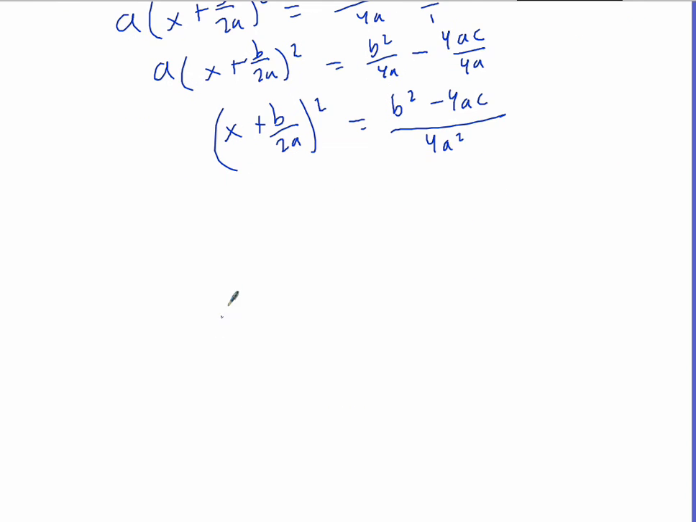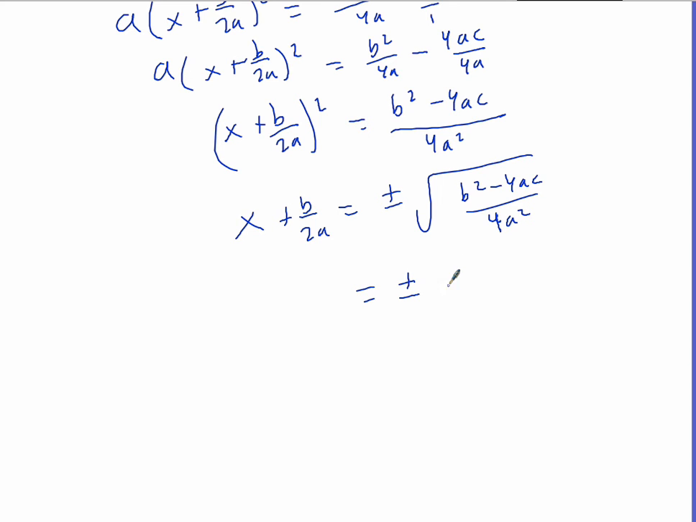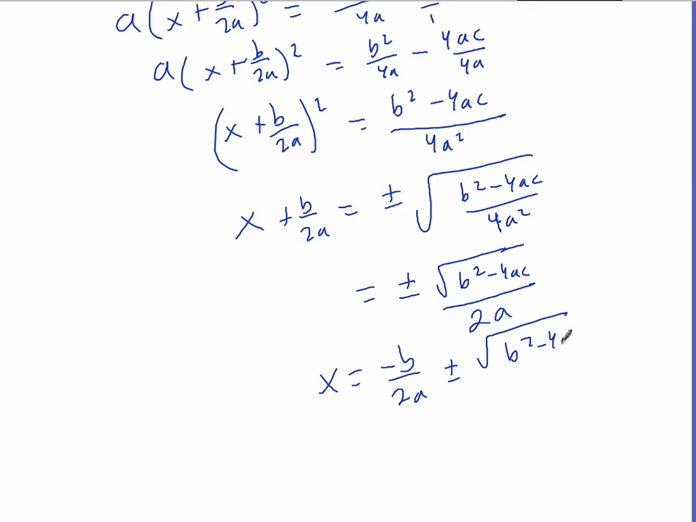Now comes the square root part, so we're going to have x plus b over 2a equals positive or negative root b squared minus 4ac over 4a squared. But we can square root the denominator, so that's going to be root b squared minus 4ac over 2a. Then I subtract b over 2a from both sides. We're going to have x equals negative b over 2a plus or minus root b squared minus 4ac over 2a. So that's negative b plus or minus root b squared minus 4ac over 2a.